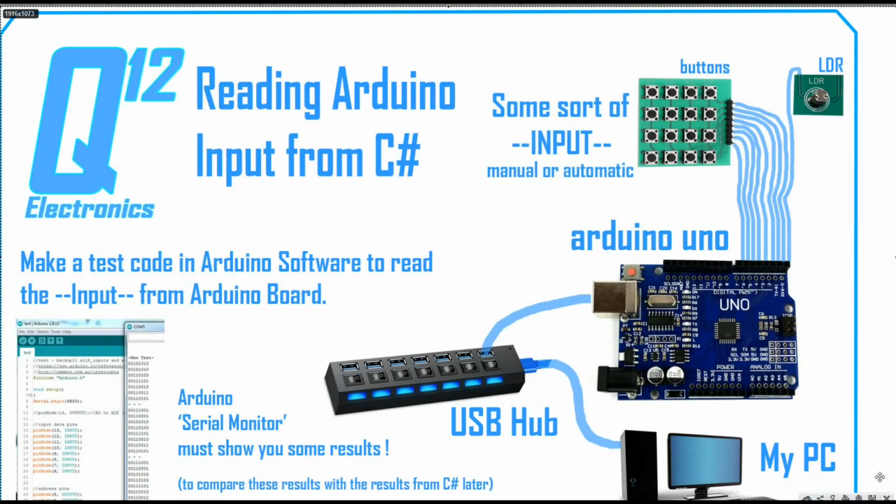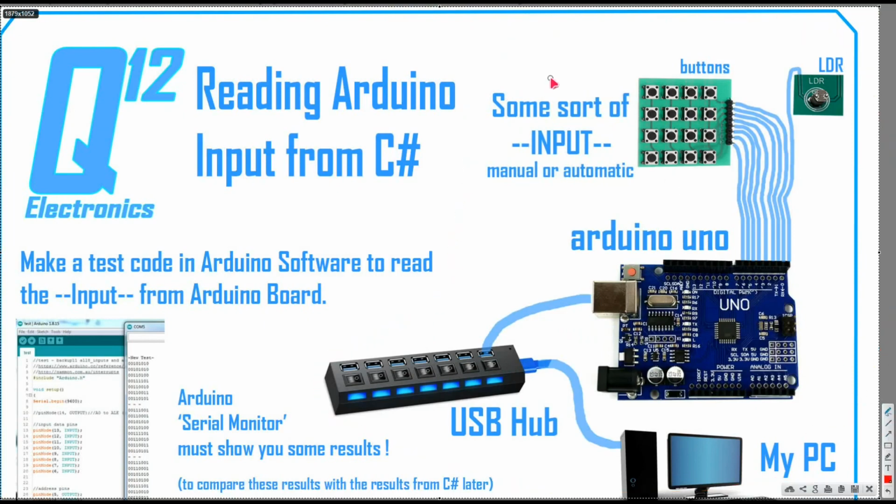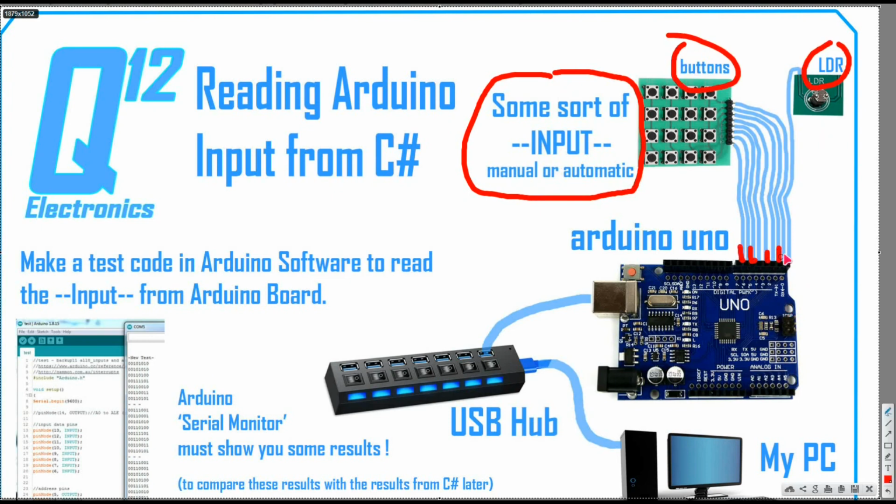So this is the segment here. You have to put some sort of input, either manual or automatic, in the form of buttons or a light dependent resistor, LDR, into the in-out pins of the Arduino Uno board that I have. If you have something else, use that, depending on how many in-out pins you have. Don't look here, because I didn't really read this image. But you have to read which are the digital pins that receive data from an input.